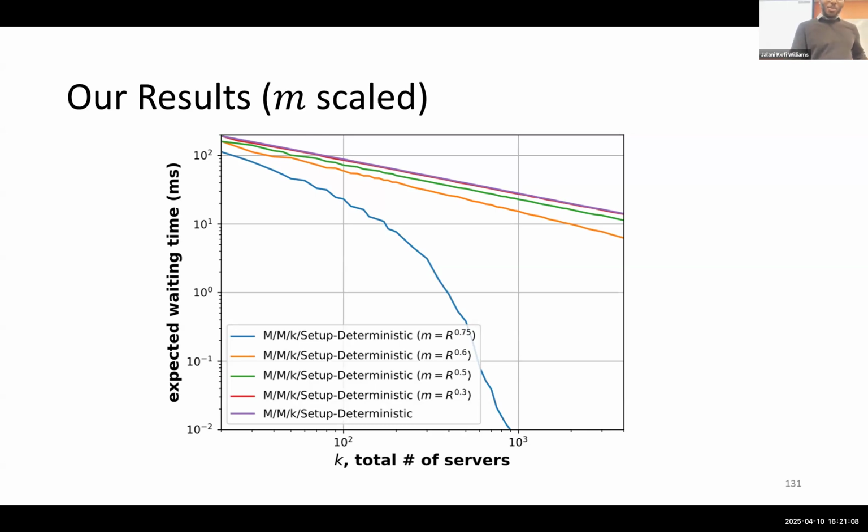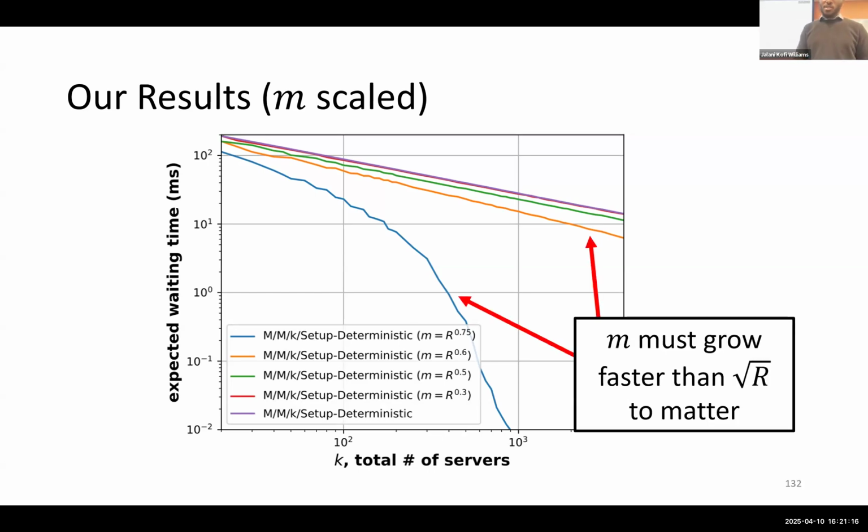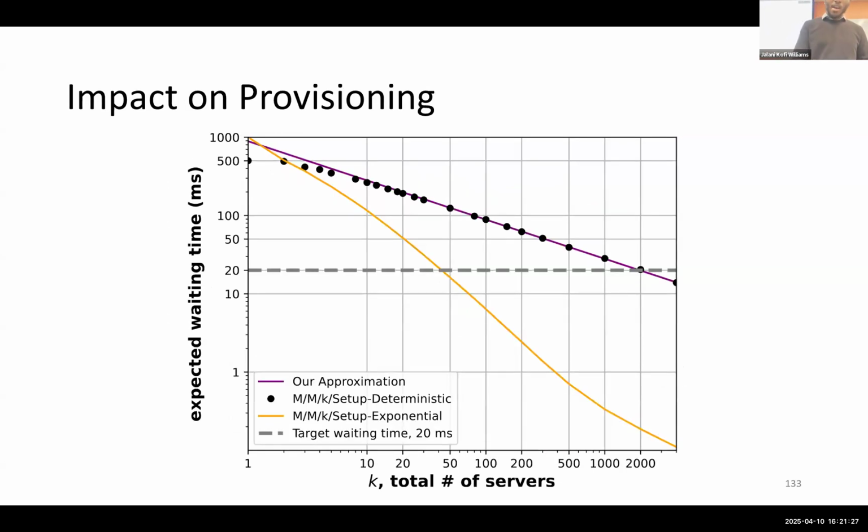Okay. So this is a visual representation of our results in the scaling M case. As we discussed before, we showed that M has to grow faster than the square root of R in order to have some kind of significant effect on the average waiting time. And of course, that line I showed you before wasn't just a random line. I was actually just plotting the approximation that we got. And now that you have this approximation, if you're going to use it for provisioning, you're going to do a much better job than you would have been able to previously.